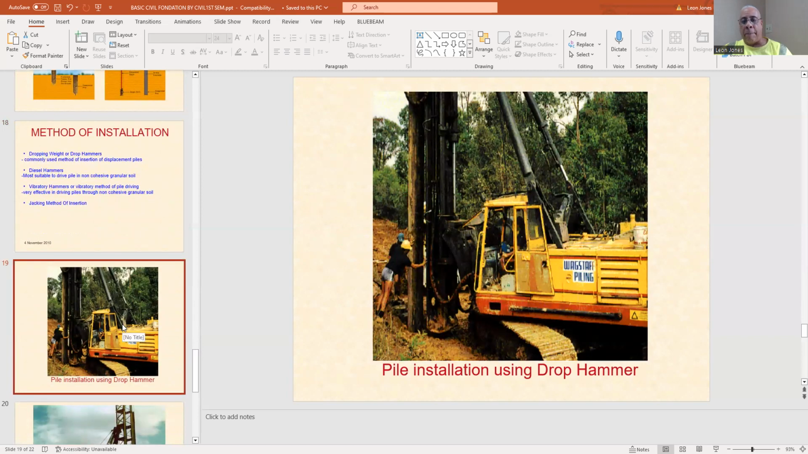And this is what the drop hammer looks like when piles are being installed. In fact, the drop hammer method I see more commonly because I work out here with roads. So basically when they're putting up a bridge, a lot of the piles that I see are your cylindrical piles.